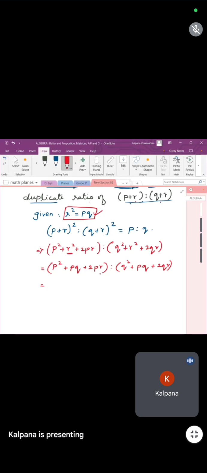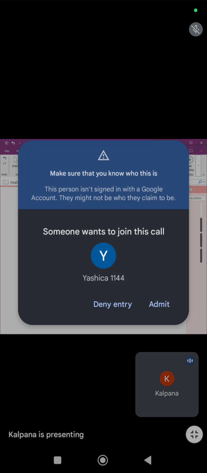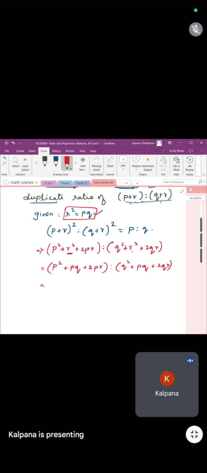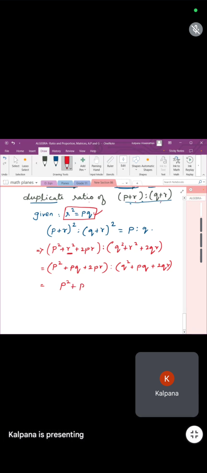You can keep it as a ratio, you can put it as a fraction, that is your wish, children. The final answer should be in ratio form, that's it. It is not always that you have to keep it in ratio form and solve. You can put it as a fraction and do. Can you see something common? I'm writing it as a fraction for your convenience.